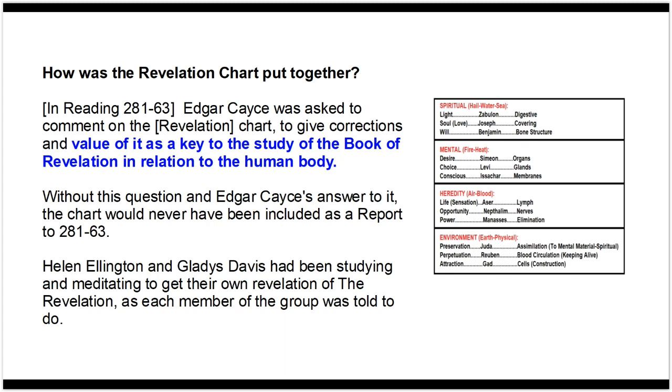How was the Revelation Chart put together? In reading 28163, Edgar Cayce was asked to comment on the Revelation Chart, to give corrections and value of it as a key to the study of the Book of Revelation in relation to the human body. Without this question and Edgar Cayce's answer to it, the chart would never have been included as a report to 28163. Helen Ellington and Gladys Davis had been studying and meditating to get their own revelation of the Revelation, as each member of the group was told to do.